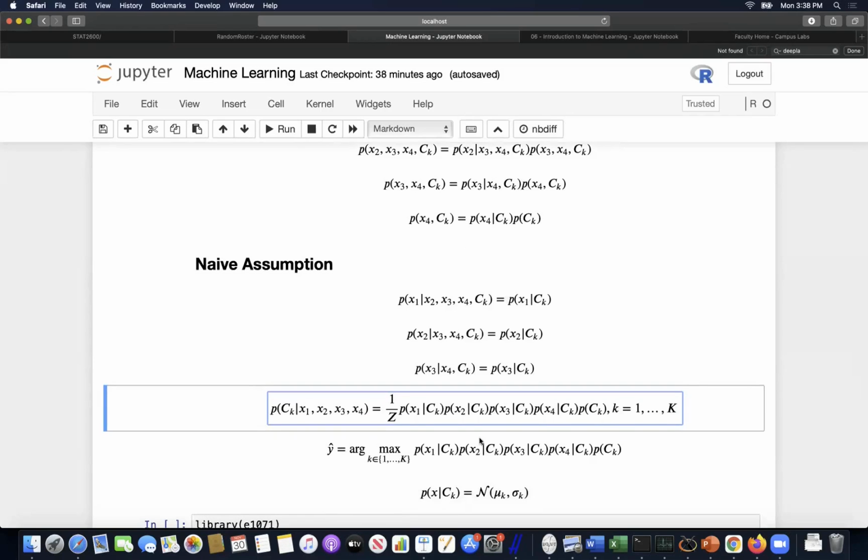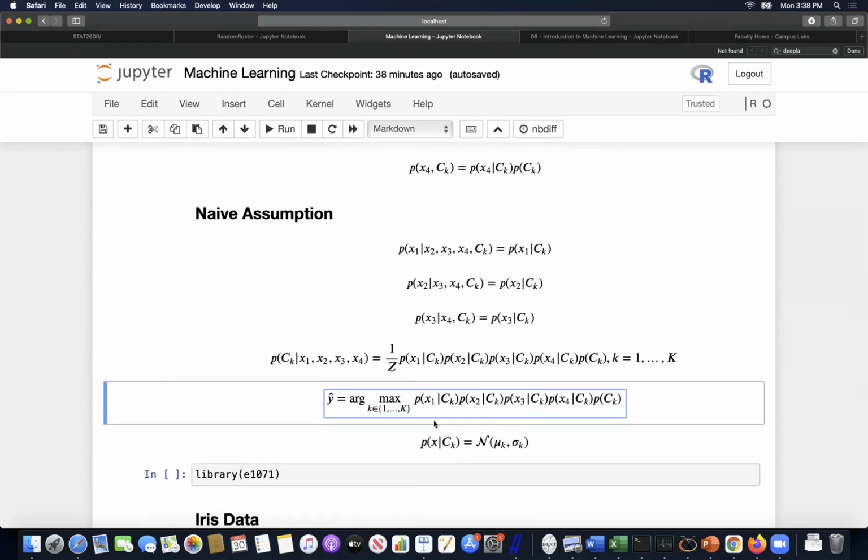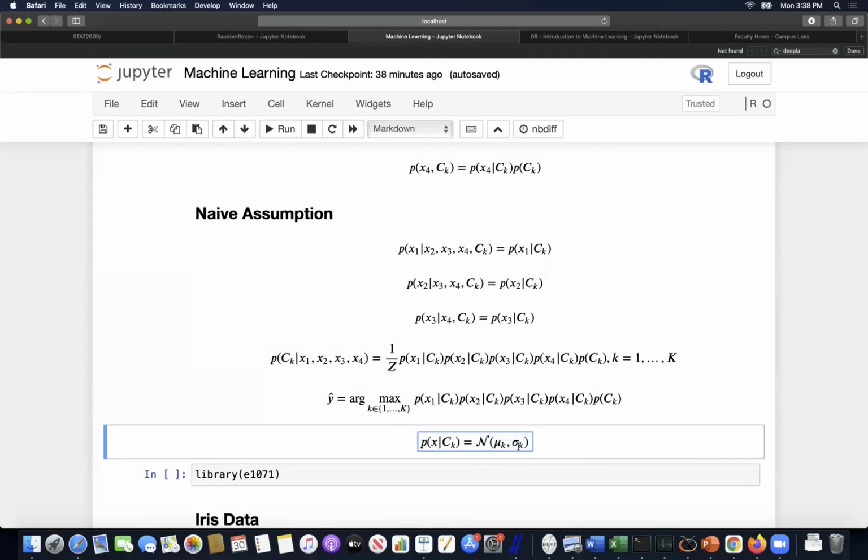So far, your model doesn't have any parameters. What you do is you parameterize these terms: P of x1 given ck, x2 given ck, x3 given ck, x4 given ck. You parameterize them with a normal distribution with a mean and a variance. So how many means and variances are you going to have? 1, 2, 3, 4 means and variances. And this last term, you just know it. It's just the number of setosas in your entire data set. Okay, is the math clear?